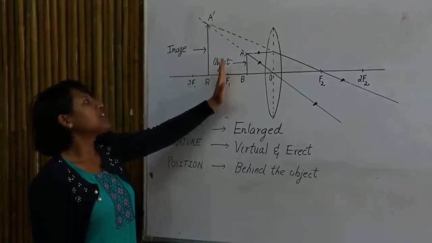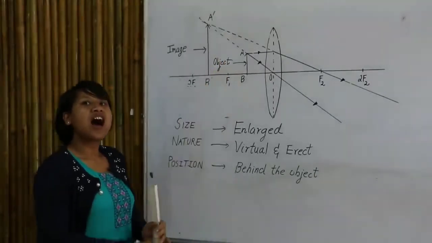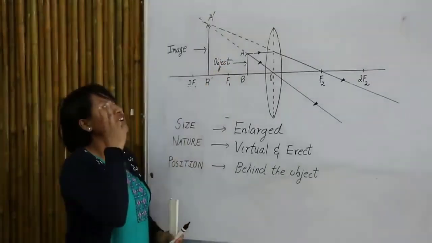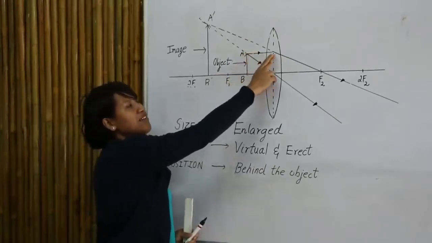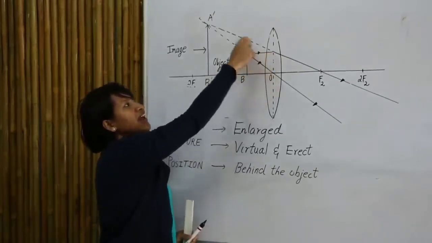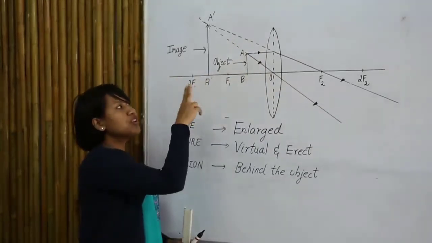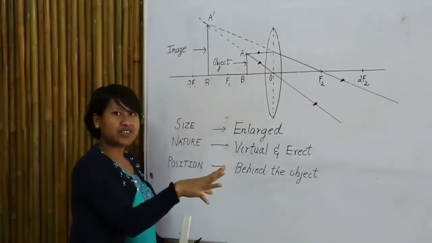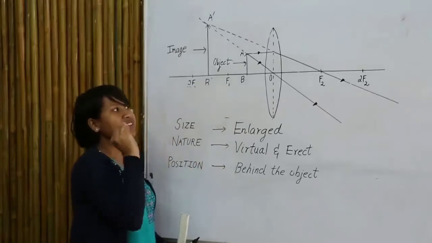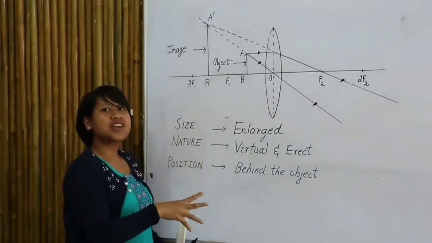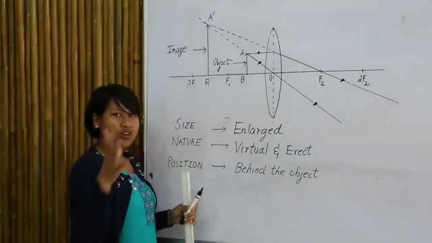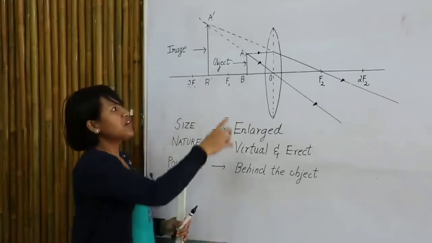Now you shift the object to the first principal focus. Where will the image be formed? After drawing, remember the two rays: the parallel ray of light and the ray passing through the optical center. You will get the image forming at infinity, and the nature is real and inverted, and the size will be quite enlarged, very large.